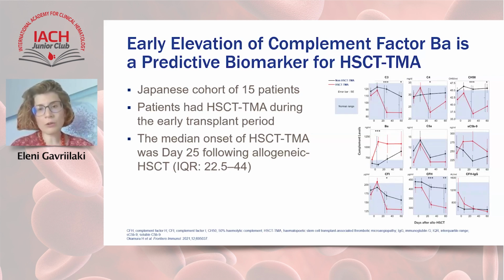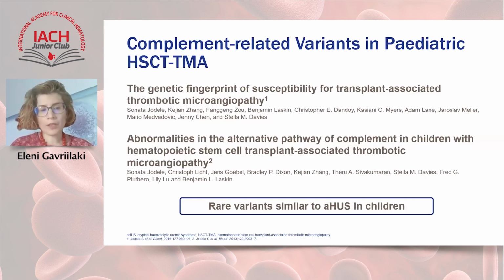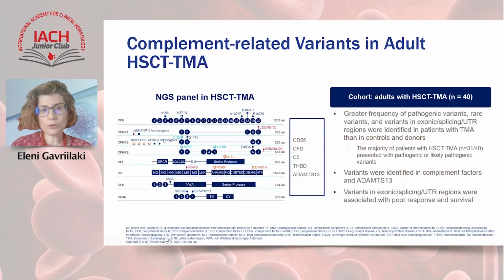About markers, there are also some other markers that have been studied in a few patients, but for now we think that focusing on the availability of soluble C5b9 would be important. What about the genetic background? The Jodell group at Cincinnati, Sonata Jodell and Stella Davis and their colleagues, have pioneered this field in the pediatric setting, showing that rare variants similar to atypical HUS were evident in children that then develop HSCT TMA. And we also tried to develop our own panel and study a large HSCT TMA patient population of 40 patients with TMA and the same numbers of controls and donors. And we were able to find that variants in this gene predispose patients potentially to HSCT TMA.